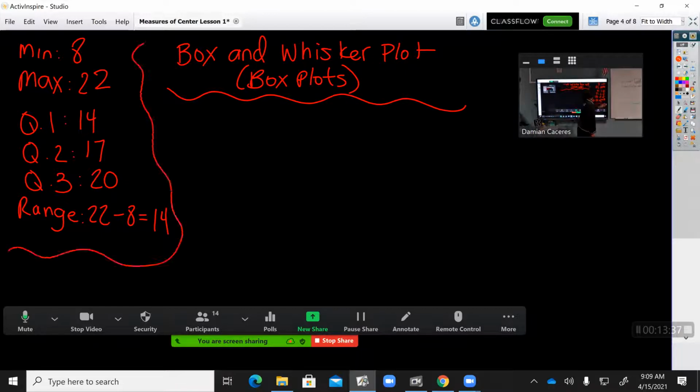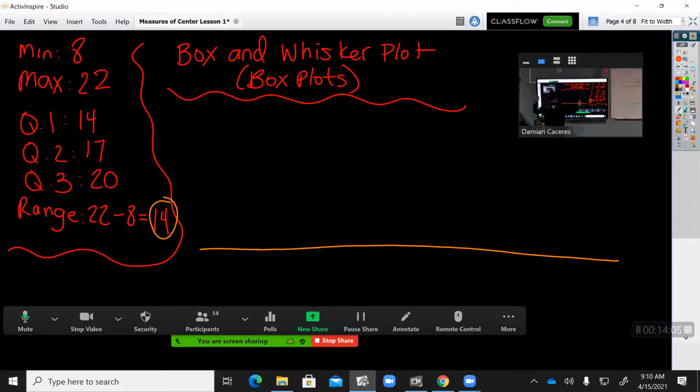Now I'm going to explain to you where all these things come into play when you create a box and whisker plot. So first thing you do is create a number line. So down here, you have a number line. Now, how many lines or ticks go in that number line depends on the range. So if your range is 14, that means you only need 14 ticks because the smallest tick is going to belong to 8 and the biggest tick is going to belong to 22, your minimum and maximum. So we know we're only going to need 14 of these. I'm going to do 15 just to be safe.